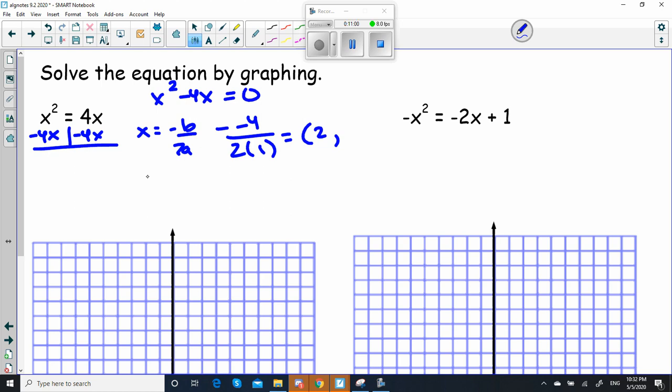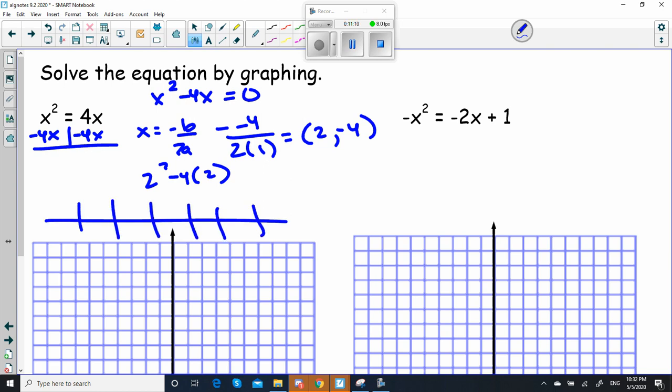So let's plug the 2 in. 2 squared minus 4 times 2. So that's 4 minus 8. That's a negative 4. So let's make our table. 2, 3, 2, negative 4. So up 1, up another, back 1, back another. So that would be our zeros.